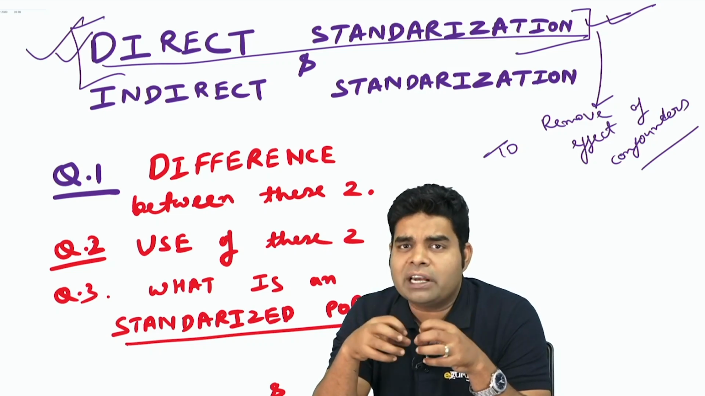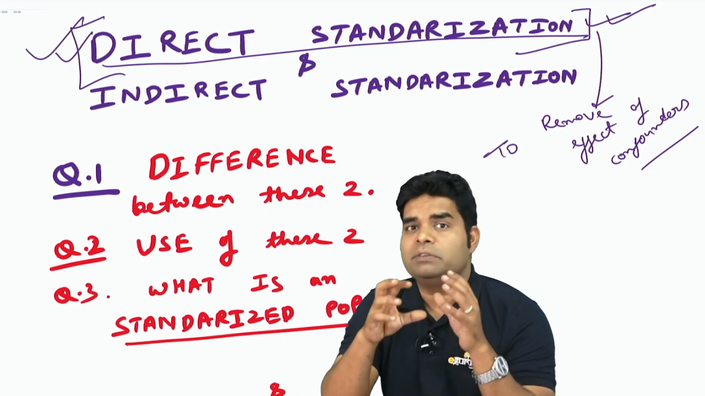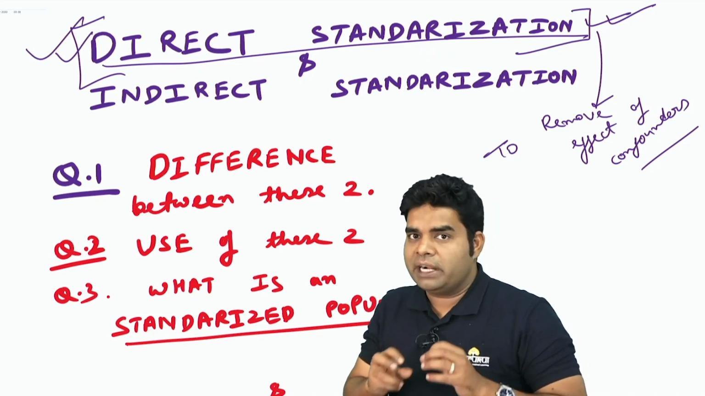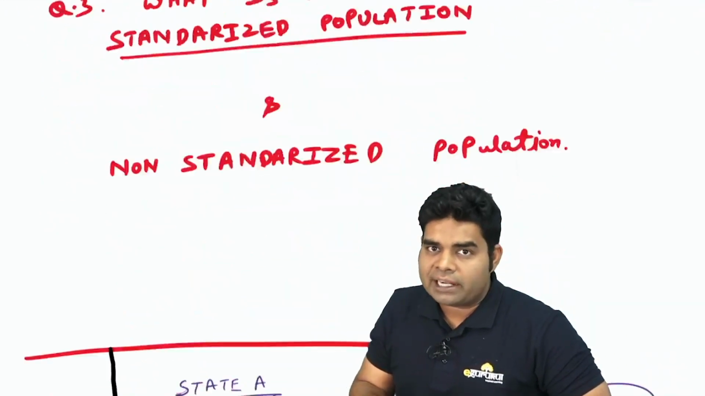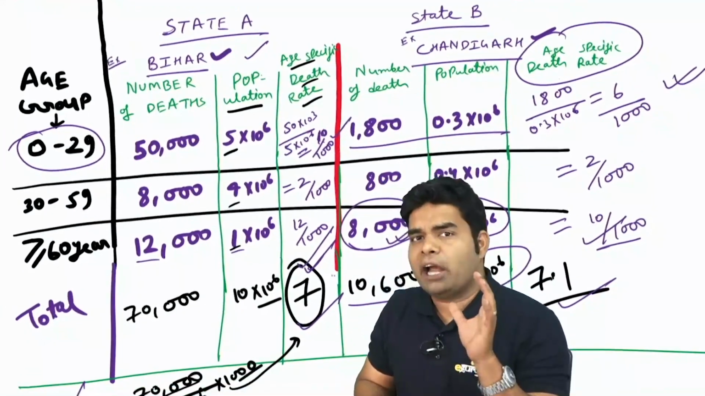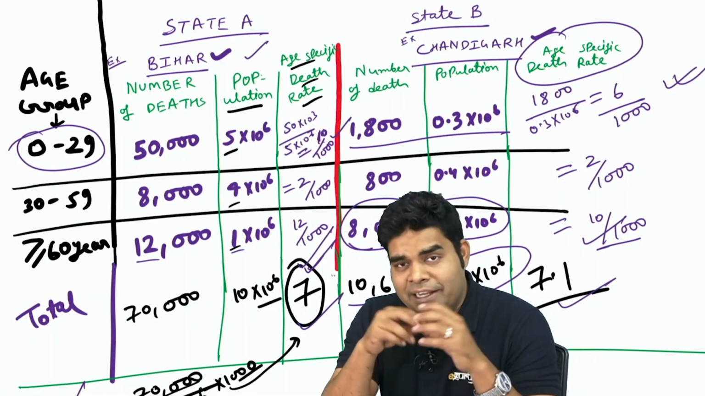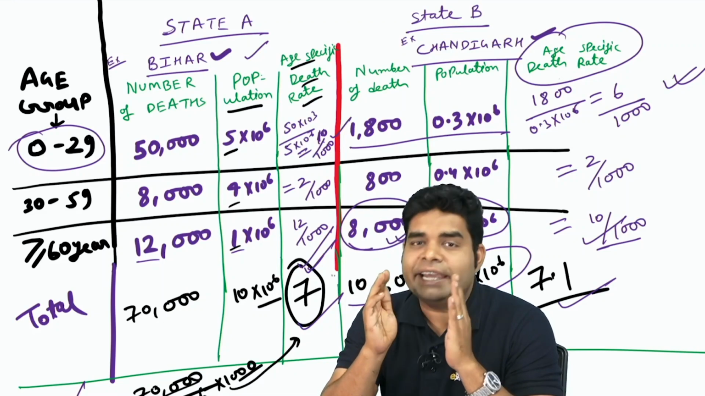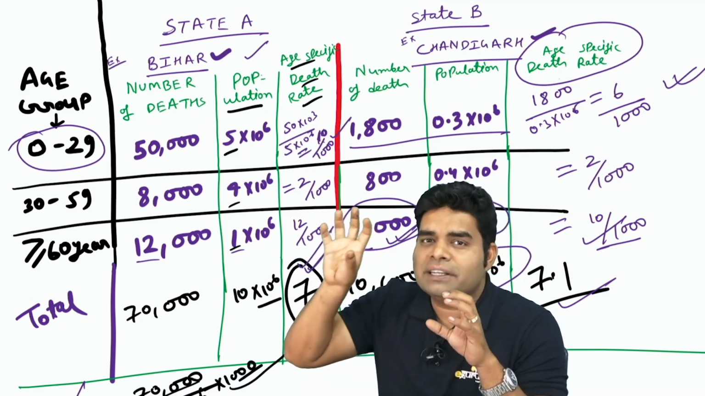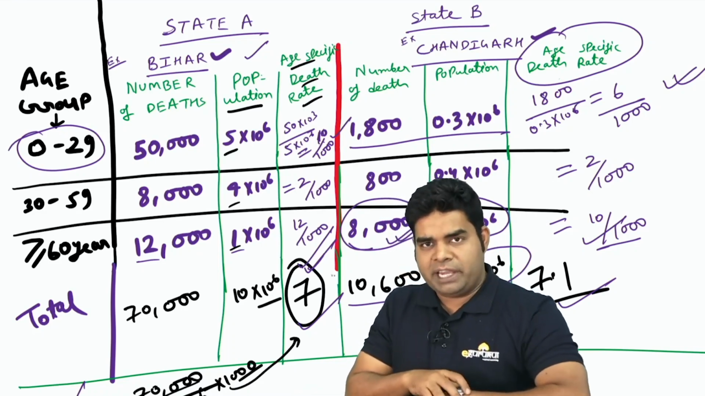So how will we remove the effect of age on mortality rate? How can we remove the effect of old age on mortality rate? To do that, we have to do direct standardization. What do we do in direct standardization? We find the age specific death rate for different age groups, and then we apply that age specific death rate on any fixed population. Let me explain it, then I will come back to why we have done that.